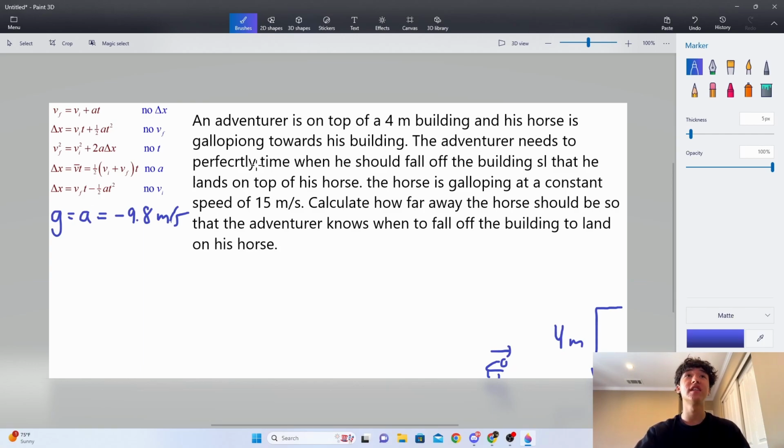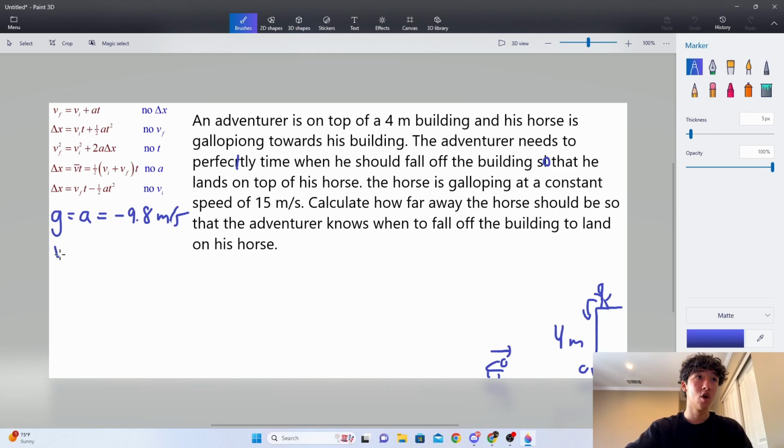And the adventurer needs to perfectly time when he should fall off the building so that he lands on top of his horse. So basically what it's saying is when the horse gets to like here, this dude is trying to jump off so he can go on his horse, right? Land on the horse while the horse is galloping at a constant speed of 15 meters a second.